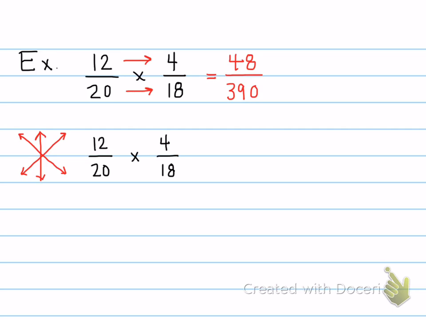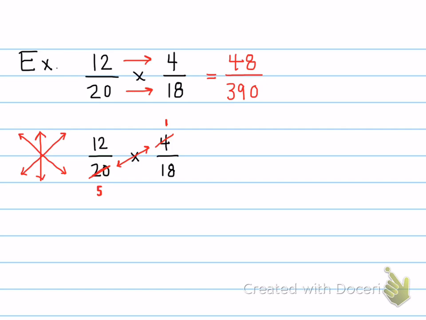So I'm going to start with simplifying the 4 and the 20. So I'm looking at this diagonal right here. And I ask myself, is there anything that goes into both 4 and 20? And I know that 4 goes into both of those numbers. So what I'm going to do is I'm going to simplify by 4. I'm going to say 4 goes into 4 one time, and 4 goes into 20 5 times.